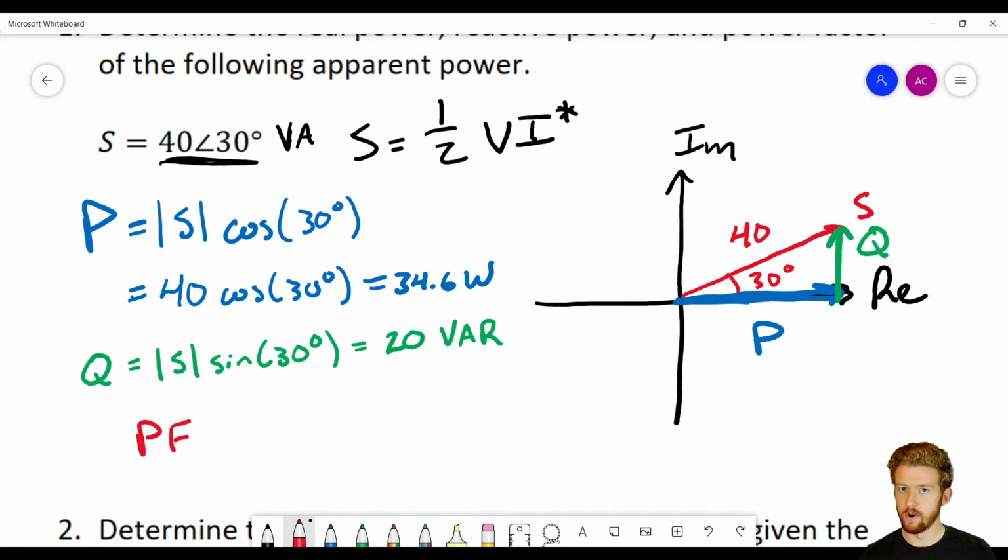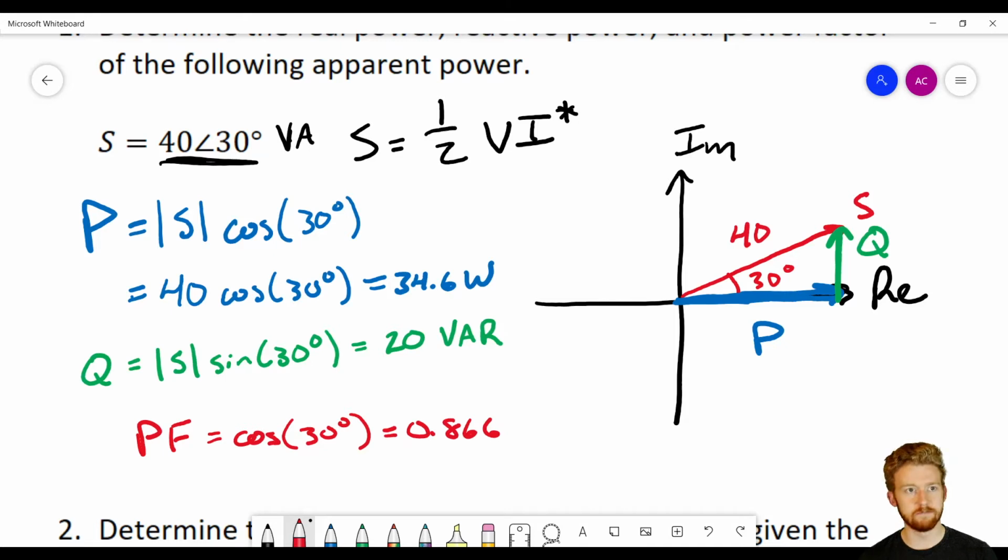So how do we calculate power factor? Well, power factor, remember, that's going to tell us how much of this power is real power. So all this is, if you remember, it's just cosine of that angle, 30 degrees. If I do cosine of 30, then I'm going to get 0.866. And that's our power factor. It doesn't have any units at all. Just power factor is 0.866.